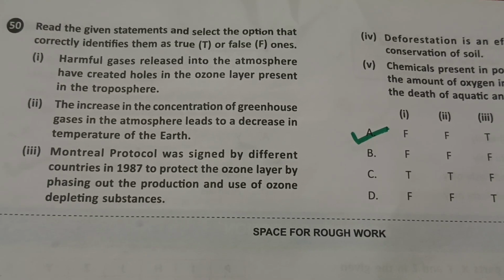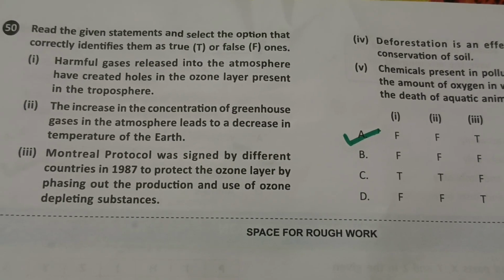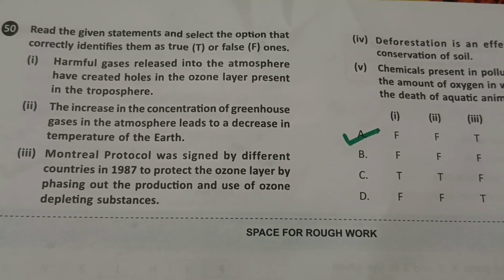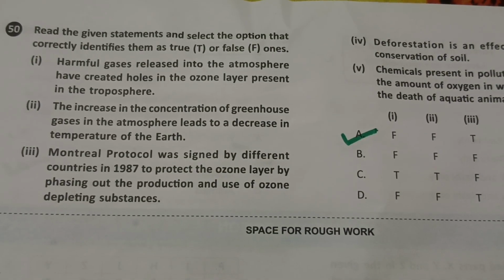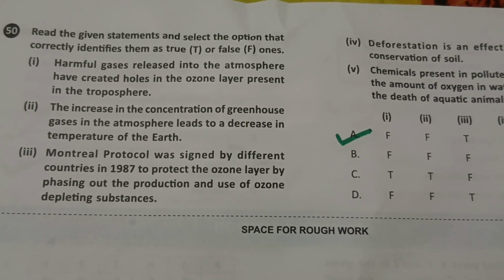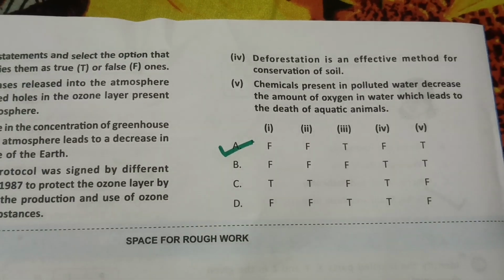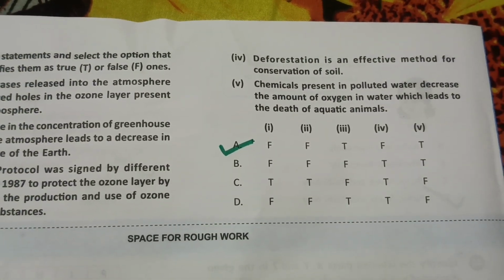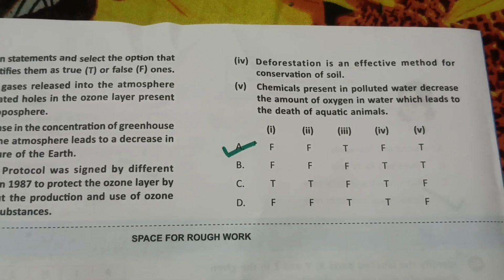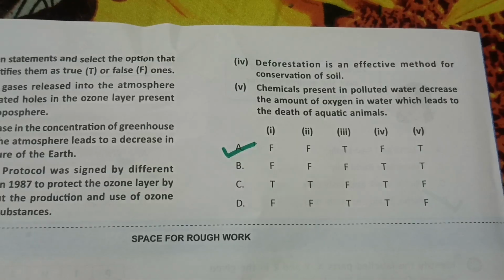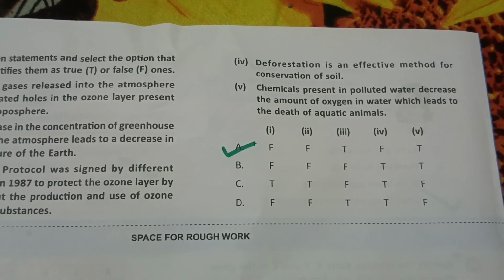Montreal Protocol was signed by different countries in 1987 to protect the ozone layer by phasing out the production and use of ozone depleting substances. Yes. Deforestation is an effective method for conservation of soil. No. Chemicals present in the polluted water decrease the amount of oxygen in the water which leads to death of aquatic animals. Yes. So option A is the correct answer.